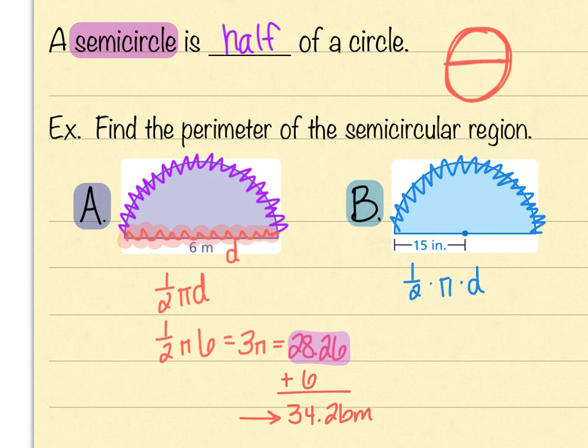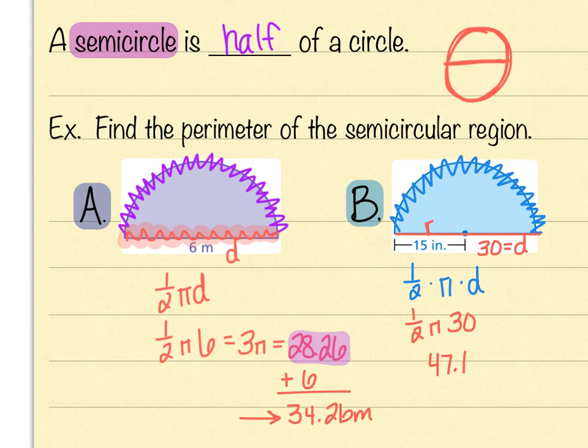Now this time, the circle is only giving us the radius, which is 15. So if I double that, the diameter is actually going to be 30. So that's what I'm going to use for D. So 1/2 times pi times 30. Well, half of 30 is 15, so I can immediately just say I'm going to do 15 times pi, and that's going to be 47.1.